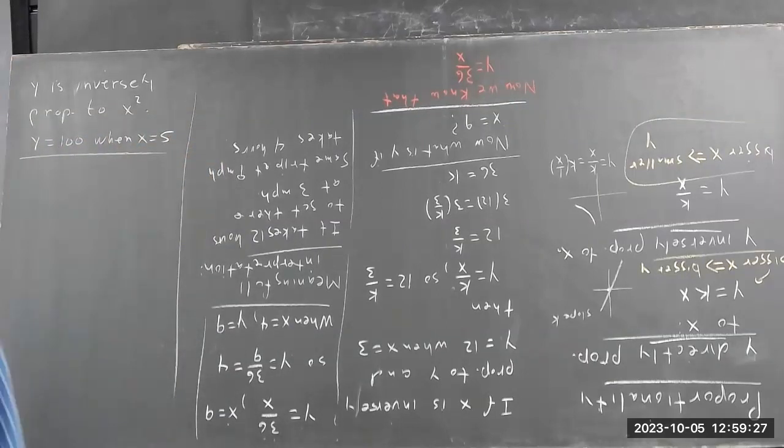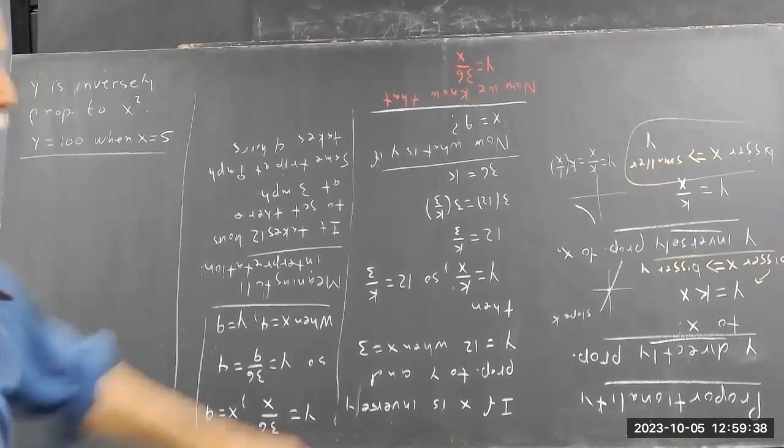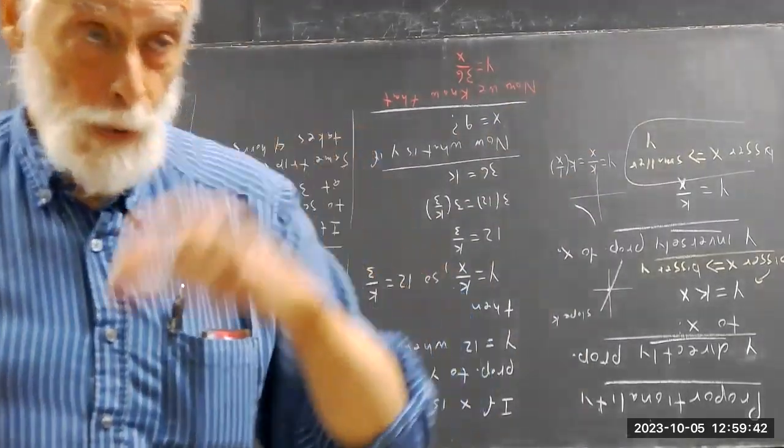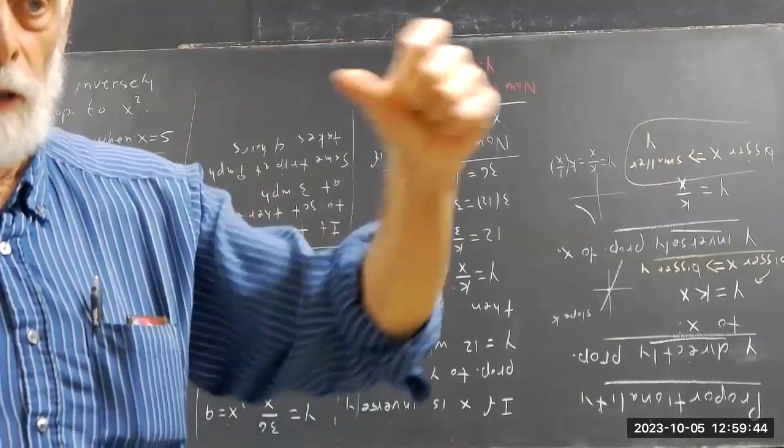Here's a situation. Y is inversely proportional to the square of x, as I said, to x squared. And y equals 100 when x equals 5. Now just read this upside down. Well, it says if y is proportional to x, then y equals k over x, right?